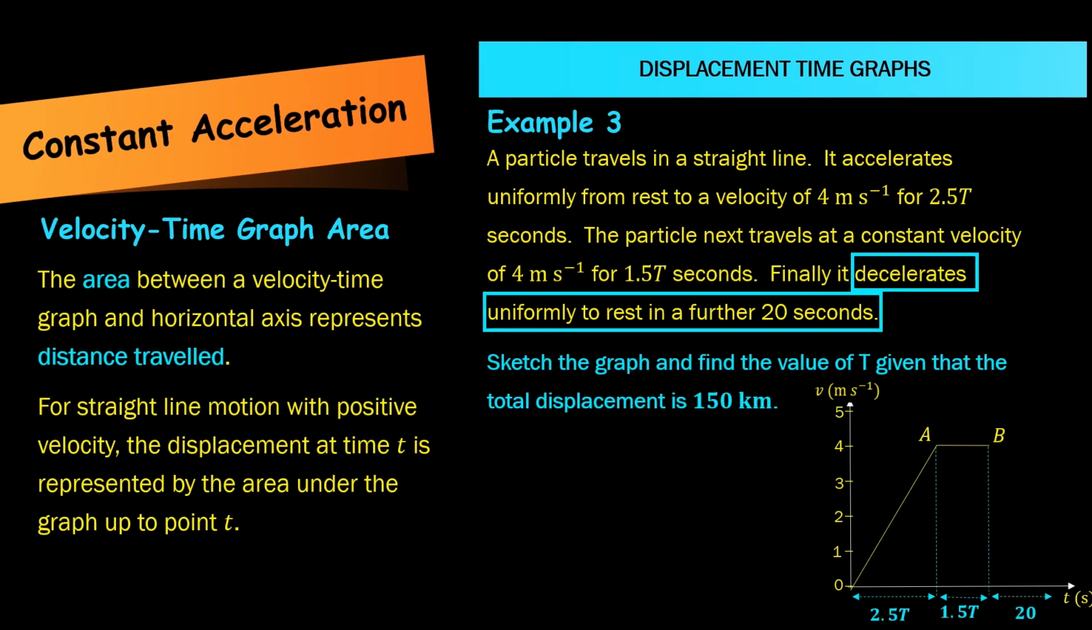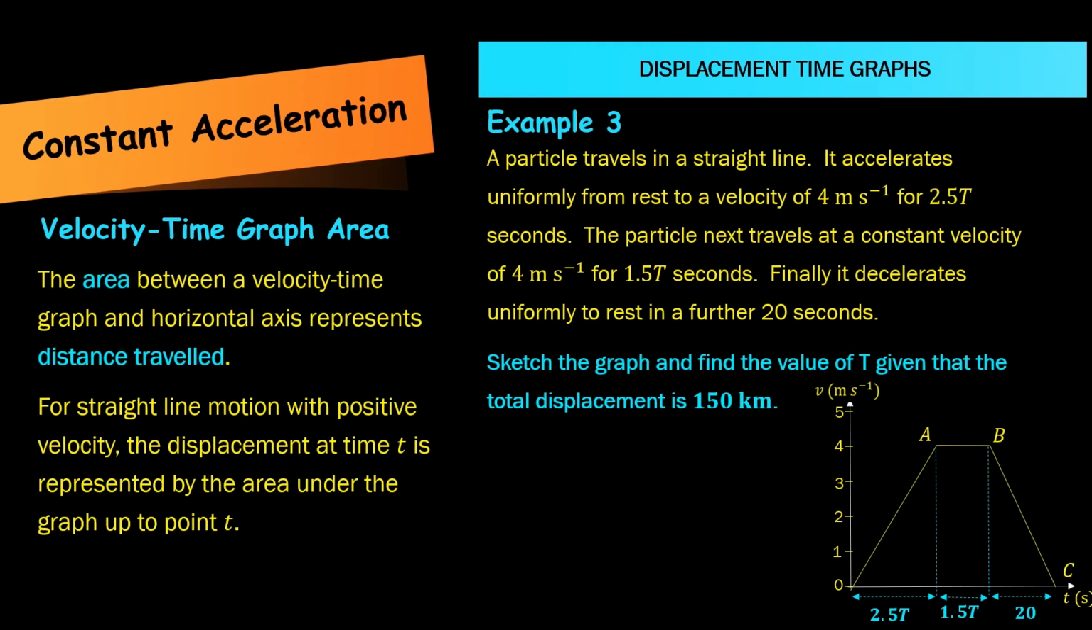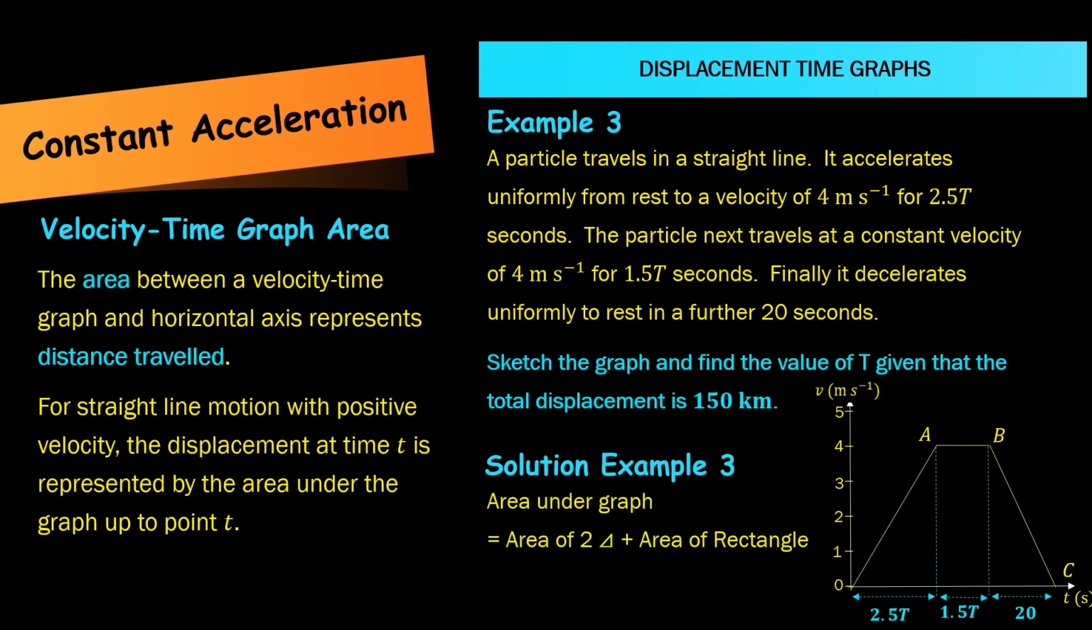And finally, it decelerates uniformly to rest in a further 20 seconds. So 20 is as indicated on the graph, and we join B to C as shown. So let's proceed to find the value of t. The area under the graph is equal to the area of the two triangles plus the area of the rectangle.